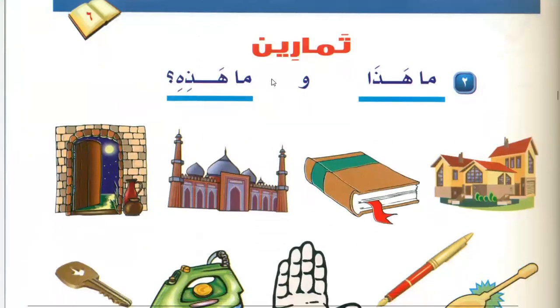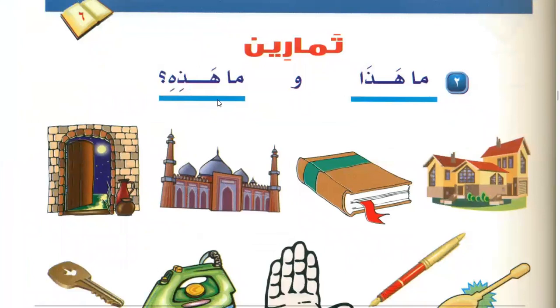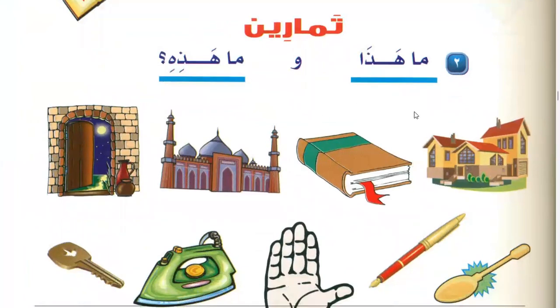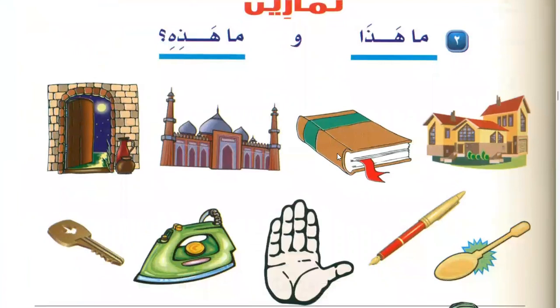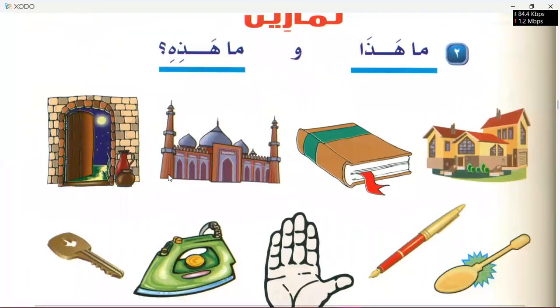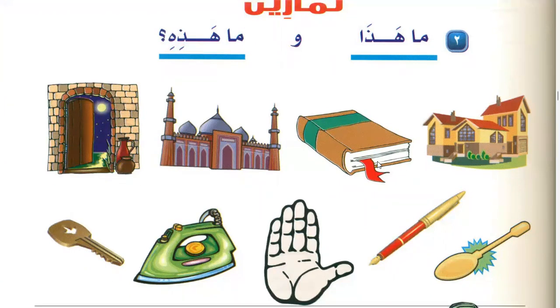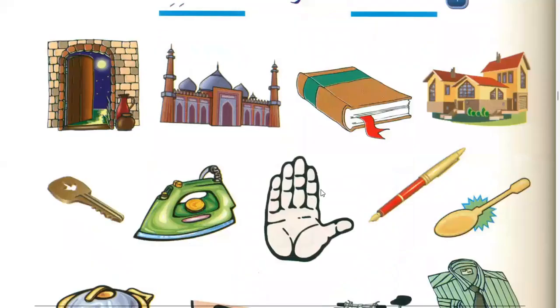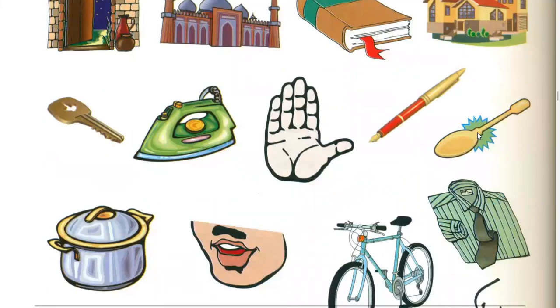The next exercise. Ma haza, what is this? Ma hazihi, what is this? For masculine, you will say haza, and for feminine, you will make a sentence using hazihi. Sabina. Yes, sir. Haza baytun. Haza kitabun. Haza masjidun. Haza babun. Then hazihi.